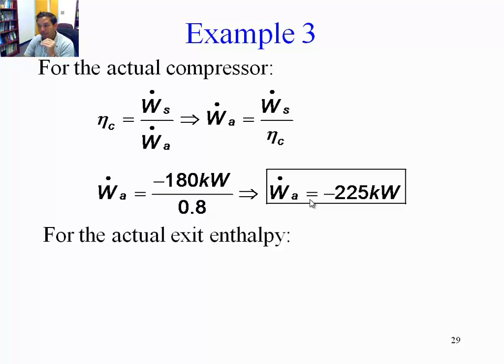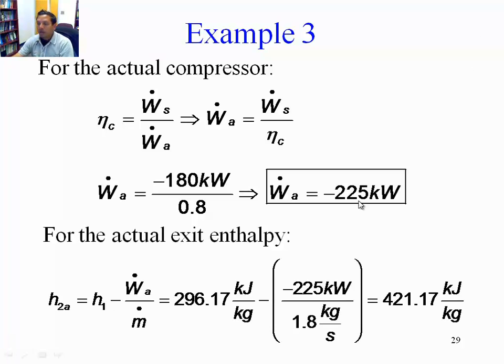Now, this difference is basically because of irreversibilities, because the compressor is not perfect, because there are irreversibilities in the process. Then we can use this power to calculate the actual exit enthalpy so that we can calculate the actual temperature. Now, this power can be divided by the mass flow rate to calculate the specific work in the compressor. And then we can use the first law of thermo that says that work is equal to minus delta H, and we can calculate the H at the outlet.